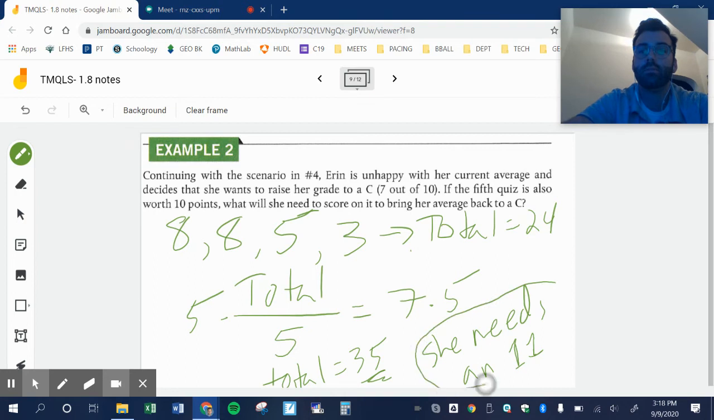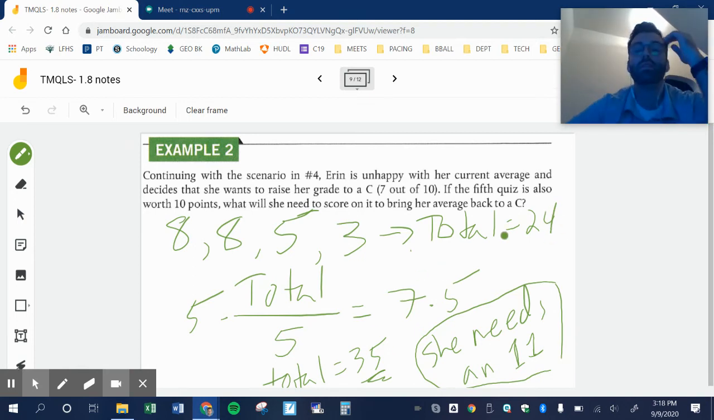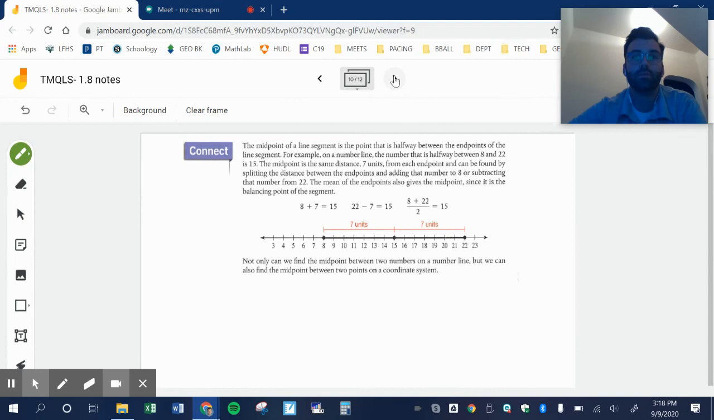How did I get that? 35 is the score that I want. 24 is what I have. I did 35 minus 24. All right, so she needs an 11 out of 10, which may or may not be possible depending on what her teacher's policies are. Okay, this could have been, you could just get a guess and check also. That would work too. All right, so consider this.